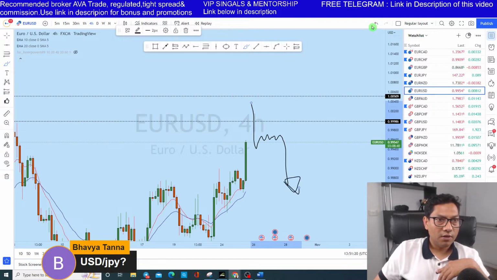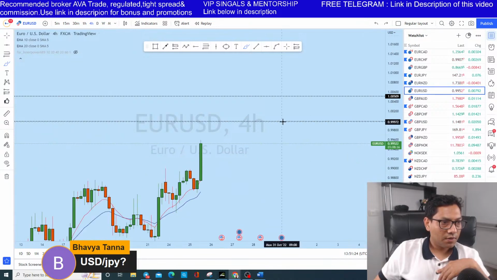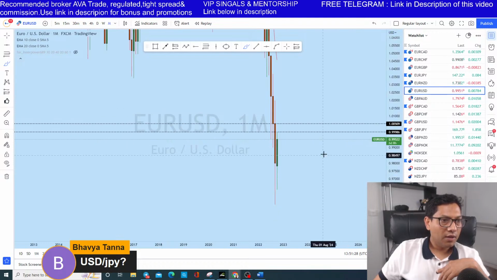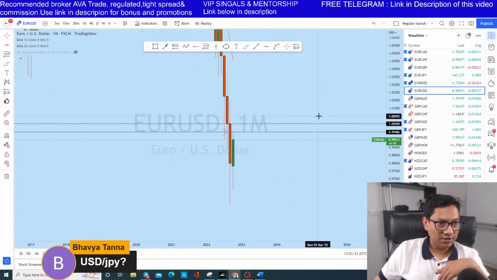Let's see what happened, because if you look at the monthly, I don't think that this price action will be able to create a new higher high in this direction.